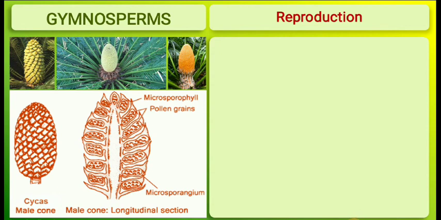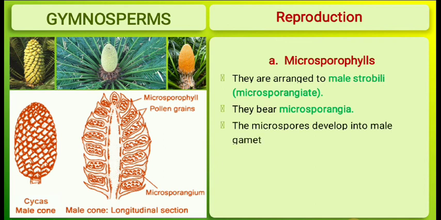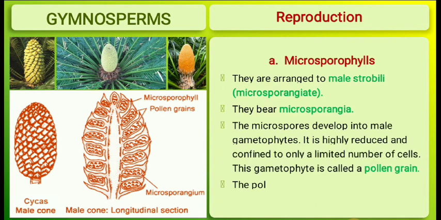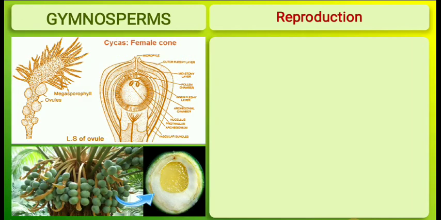Cycas male cone, longitudinal section is given. Microsporophylls are arranged to form a male strobile, like microsporangiate. They will produce microsporangia, and the microspore is developed into the male gametophyte, which is highly reduced and confined only to a limited number of cells, and this gametophyte is called the pollen grain. The pollen grains are developed within the microsporangia. Means the male gamete is ready. Now the female gamete is going to develop.